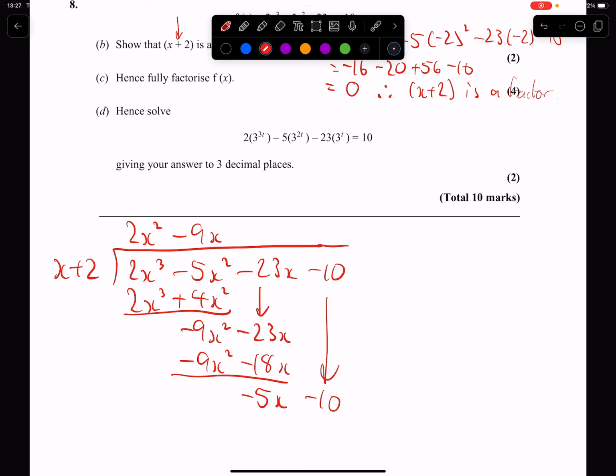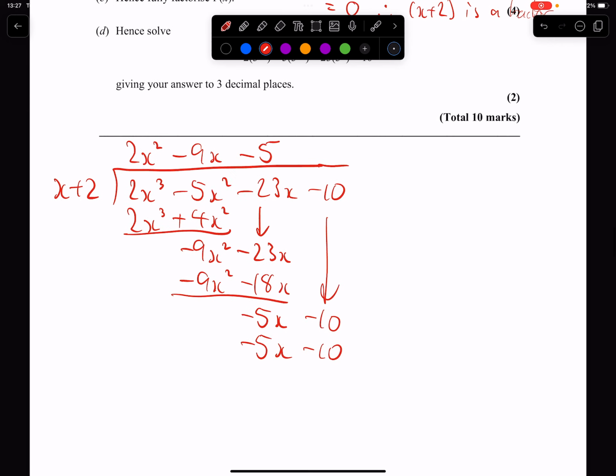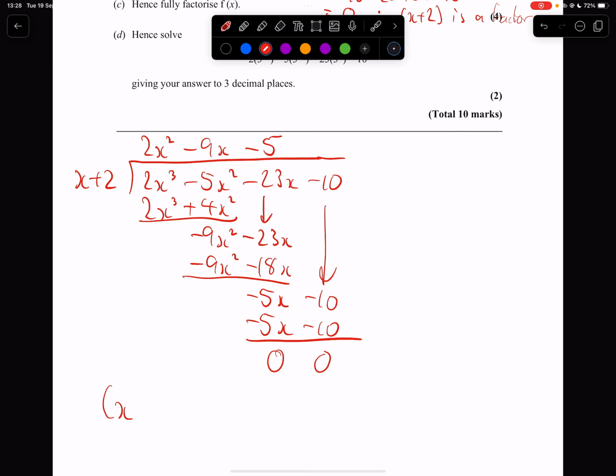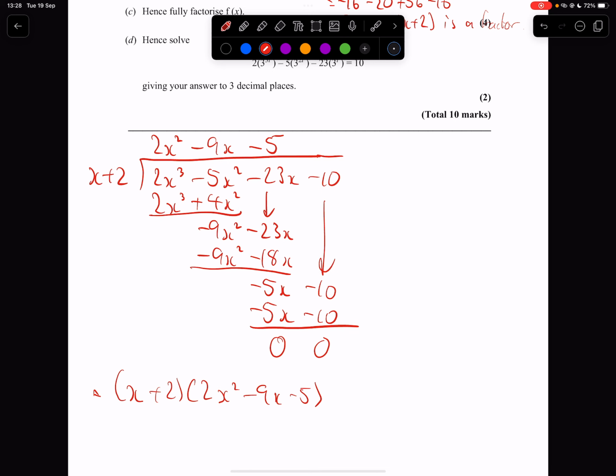How many times does x go into minus 5x? Minus 5 times. Multiply it through and subtract, and we get 0. So that means at this point we know that this 2x cubed minus 5x squared minus 23x minus 10 factorises to make this, but it does say fully factorise, so you need to then factorise the 2x squared minus 9x minus 5, however you prefer factorising quadratics, to get 2x plus 1 and x minus 5.